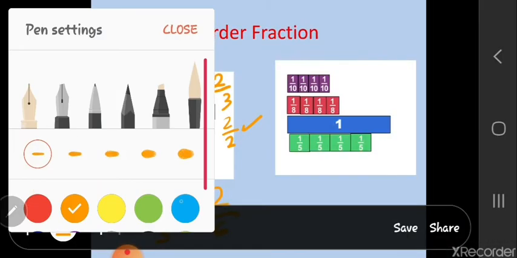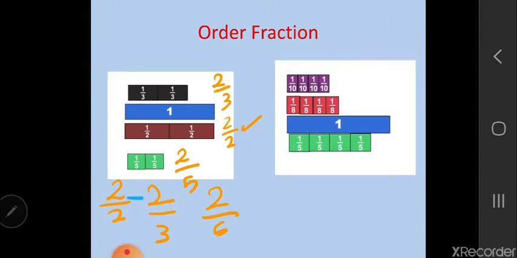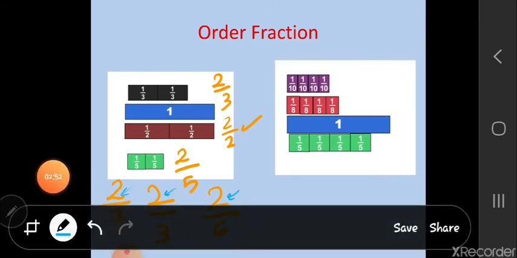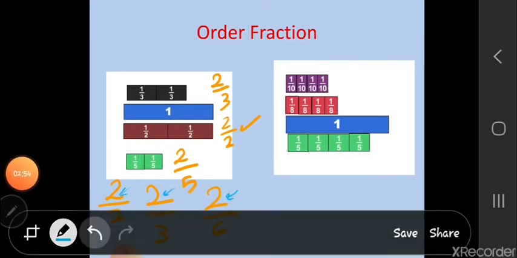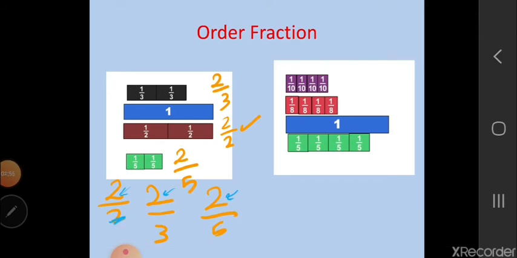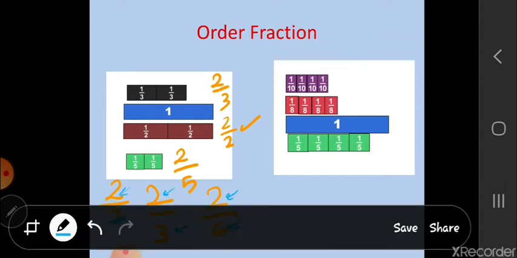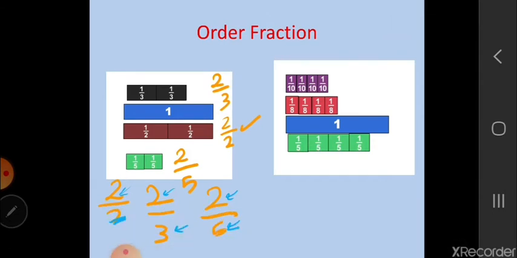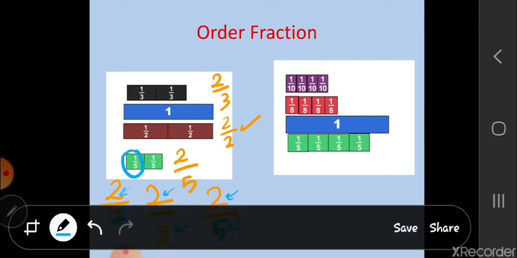As you can see, I am using the same numerator. You see, it's all 2, 2, 2, but different denominators. And different denominator means here I cut it only into 2 pieces, here 3 pieces, here 5 pieces. So as you can see, every time I'm cutting, my cut will become smaller. Okay, my share will become smaller.